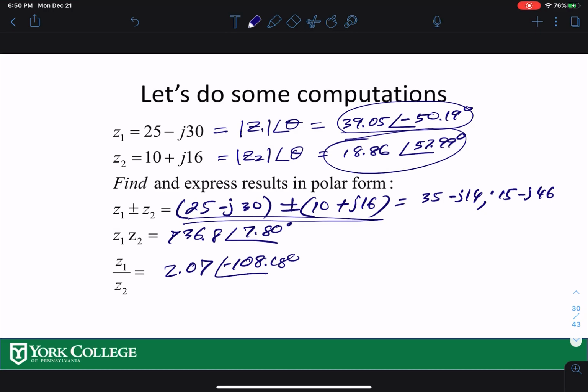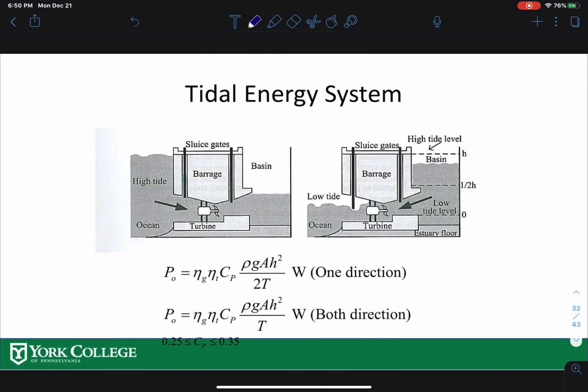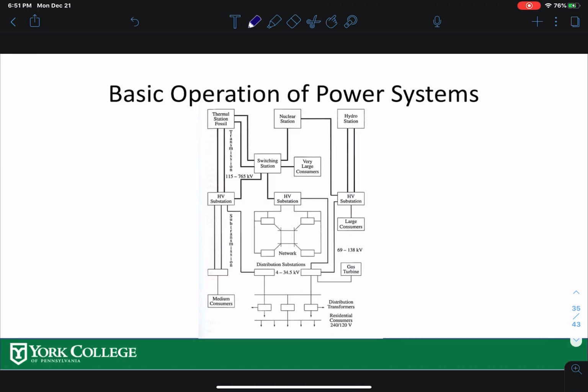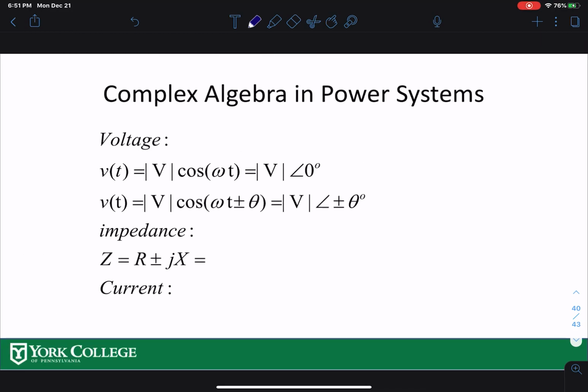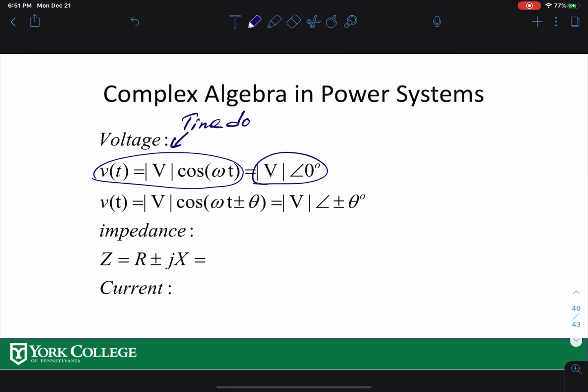So let's move forward here to relate them to our power system. So, complex algebra in power systems. This is the time domain over here. All right, it's the time domain. So when you work in the time domain, you can easily go from the time domain to the frequency domain and back and forth if you know the frequency. So from the time domain, this is the time domain over here. This is the phasor domain.